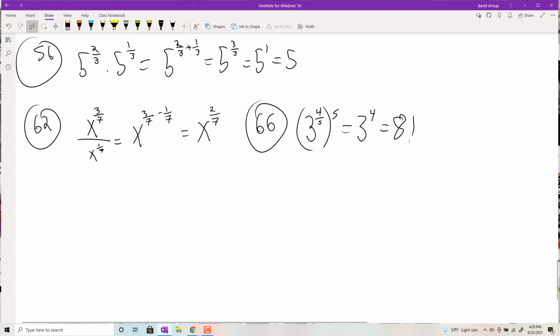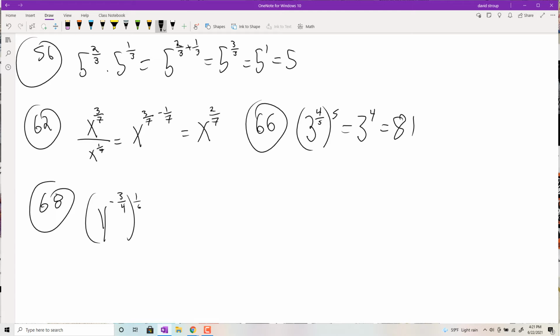Okay. Some more. Let's look at 68. y to the negative 3/4 raised to the 1/6. Okay, so I'm going to multiply those out. I get negative 3/4 times 1/6. Whoops, I don't want to put the equal sign up there. That looks crazy. y to the negative 1/8. Okay, and then I hate negative exponents, so I'm going to rewrite it as 1 over y to the 1/8.